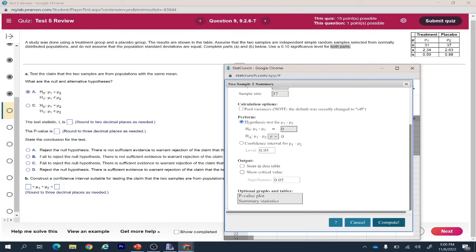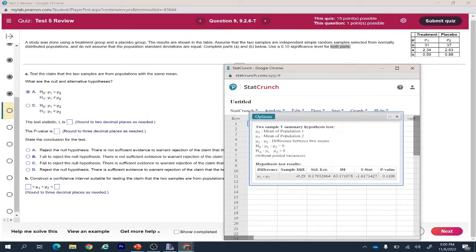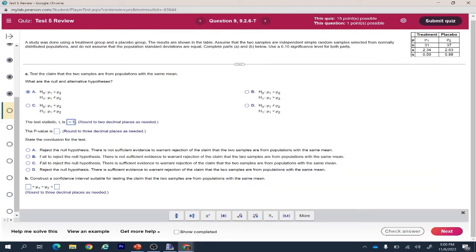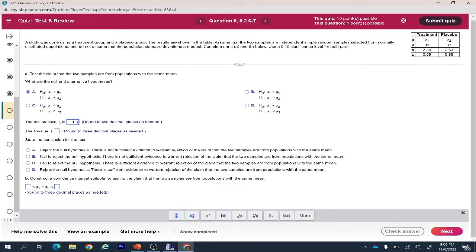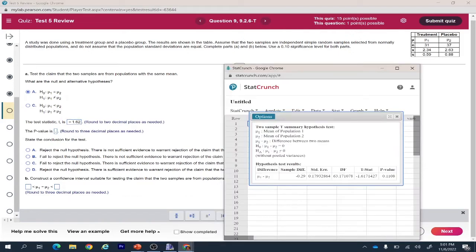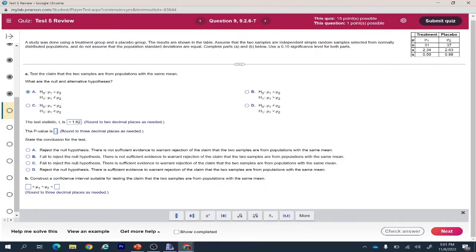That's our alternative hypothesis. If we just hit compute, it gives us the value of the t statistic, which is negative 1.61, negative 1.62 when rounded to 2 decimal places, and the p-value is 0.111 if you round it to 3 decimal places.